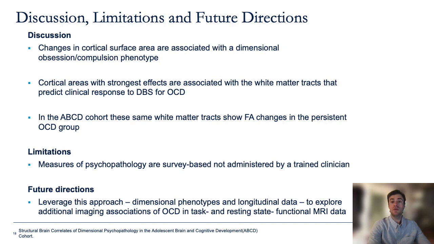In conclusion, I'll review that changes in cortical surface area in the anterior cingulate and dorsolateral prefrontal cortex are associated with dimensional obsessions and compulsion symptoms in a group that continue to meet criteria for OCD over time. These areas have previously been linked with the salience network, which is hypothesized to play a central role in OCD pathophysiology. These cortical areas are also associated with white matter tracts that predict clinical response to DBS for OCD and were found in our analysis to show FA differences in the persistent OCD group.